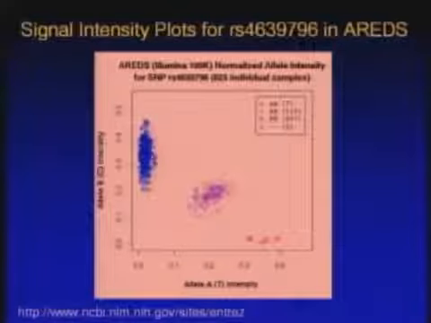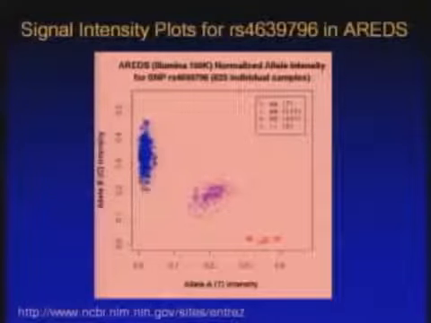This is a very nice looking one, although there aren't that many AA homozygotes, and this actually is the allele A is the T variant. And here, lots of homozygotes here, and nicely separated from the heterozygote group.